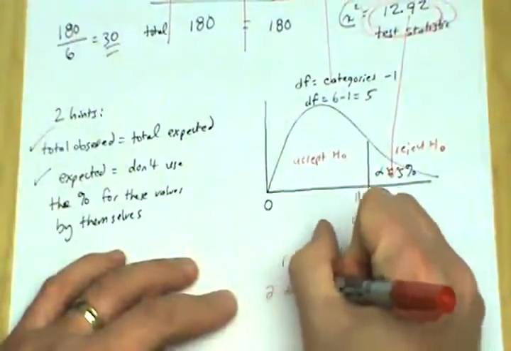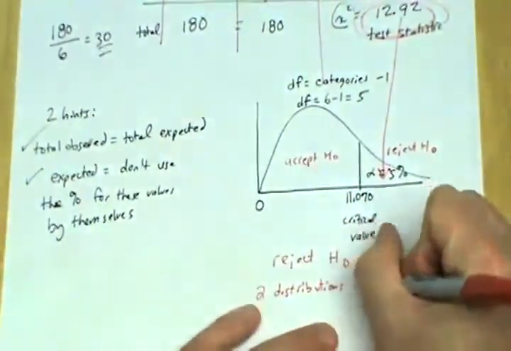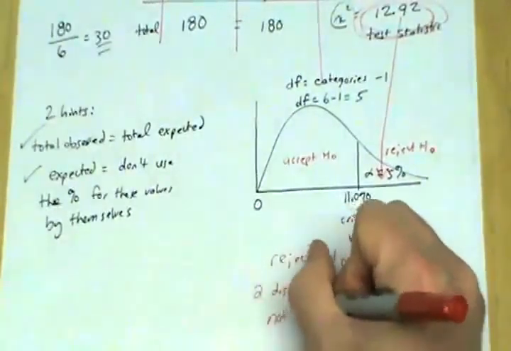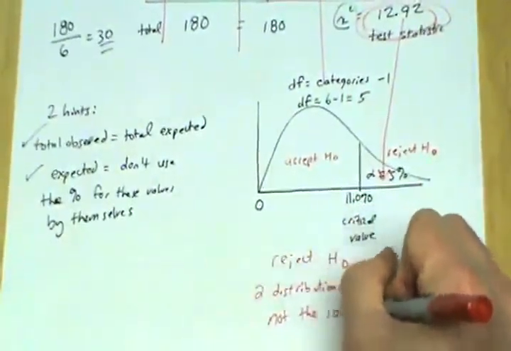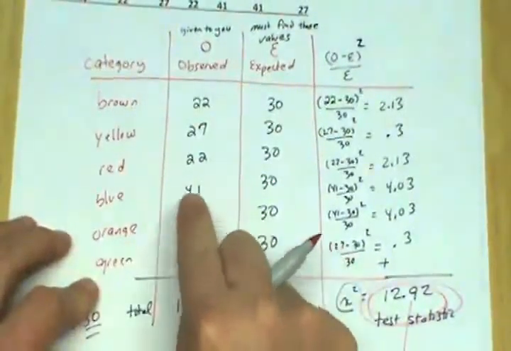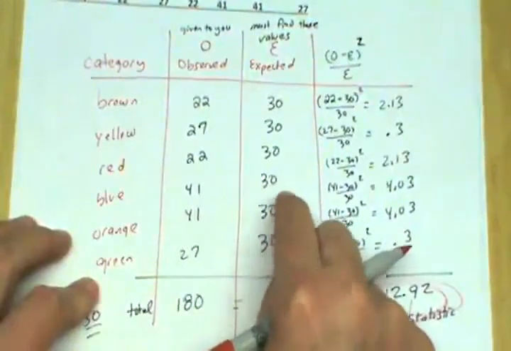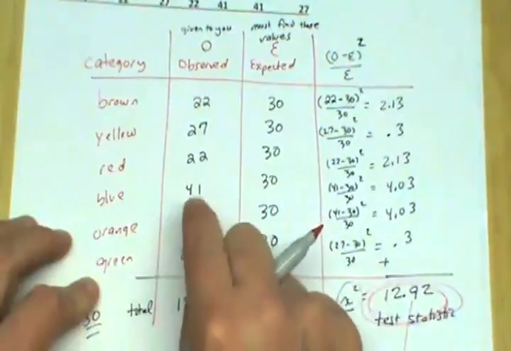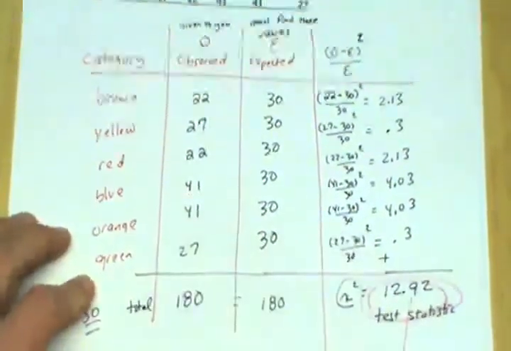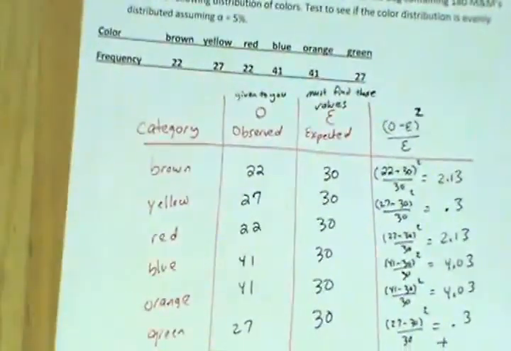Two distributions are not the same. Which means what we observed is not the same as what we should have expected, which was an even distribution of colors. So we observed an uneven distribution of colors. And that's how it works. Every goodness of fit test is always 4 columns.